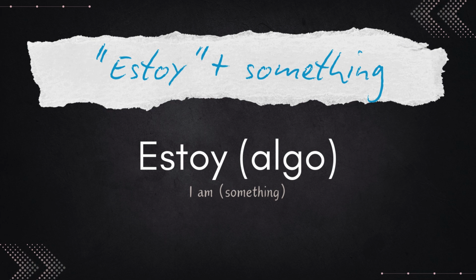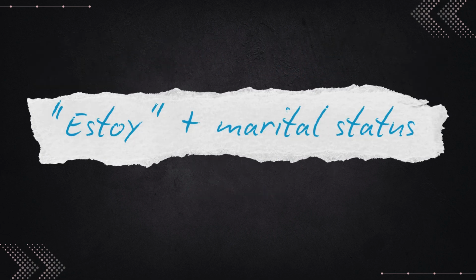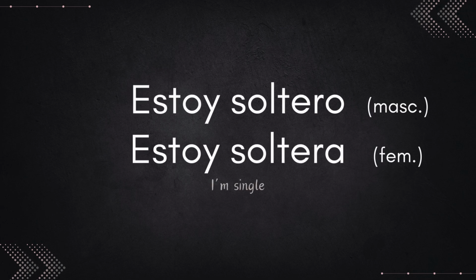You can use it together with this soy pattern when introducing yourself. For example, you can state your marital status. Just remember to use the appropriate masculine or feminine form, like we did before. To say I'm single, simply say estoy soltero in the masculine form, or estoy soltera in the feminine form.